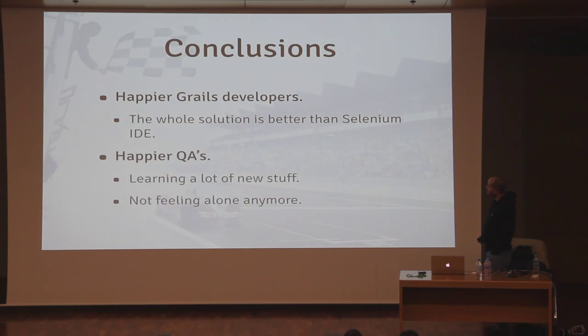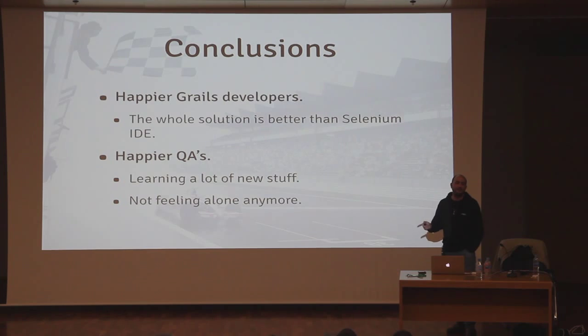And we have happier QAs because they are basically learning a lot. They're not feeling alone anymore. And think about the process we are following. When you're testing some page, whatever page, you will create a page content in Geb, and whatever CSS selectors you define there can be reused by the next developer writing a test. So little by little, we are capturing all the content through CSS selectors, and that's being reused by everybody.